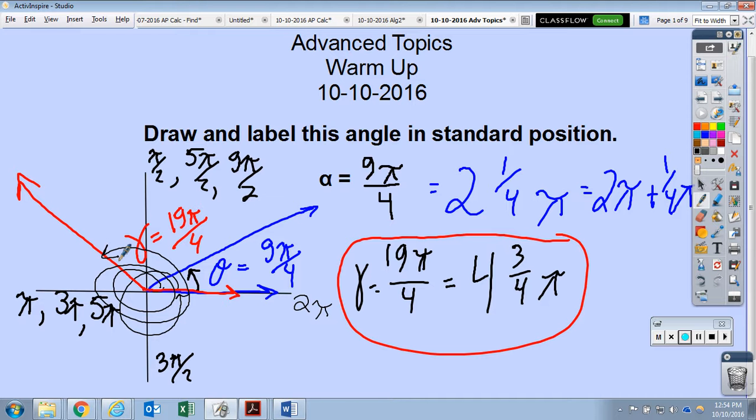You don't have to. Wherever it lands, that's where the arrow goes. That's where your terminal side goes, the terminal ray. We always start from the right side.